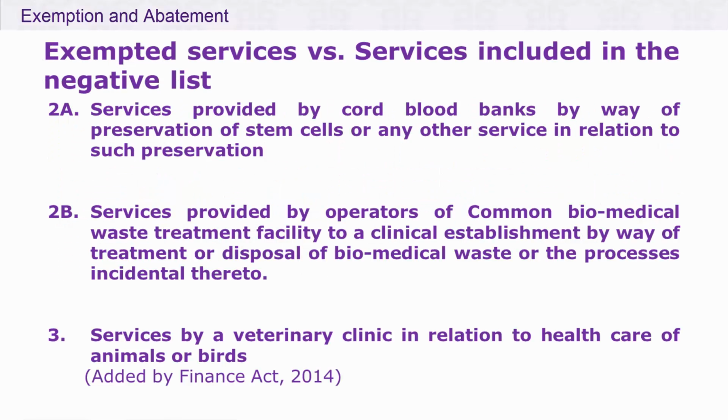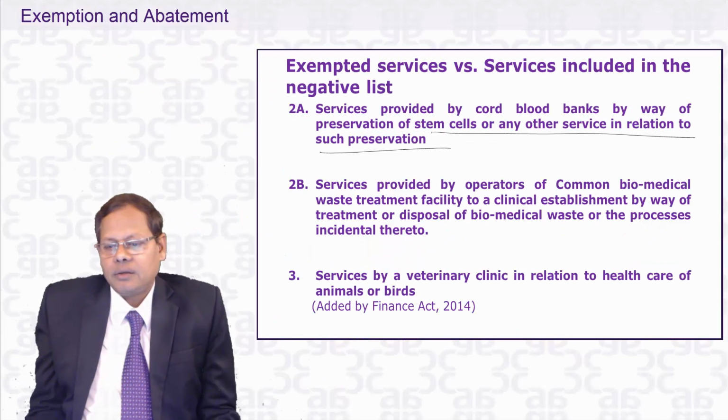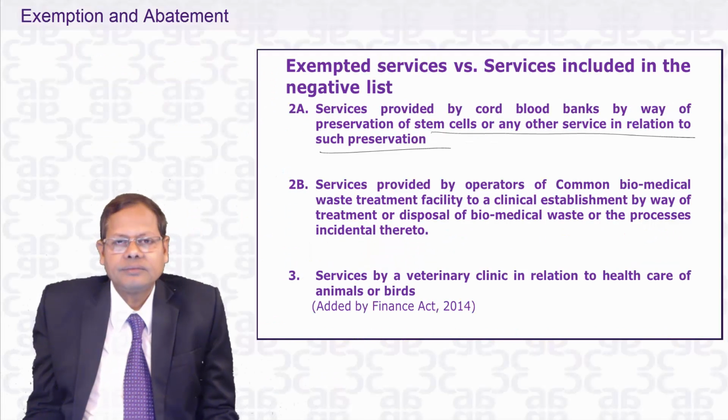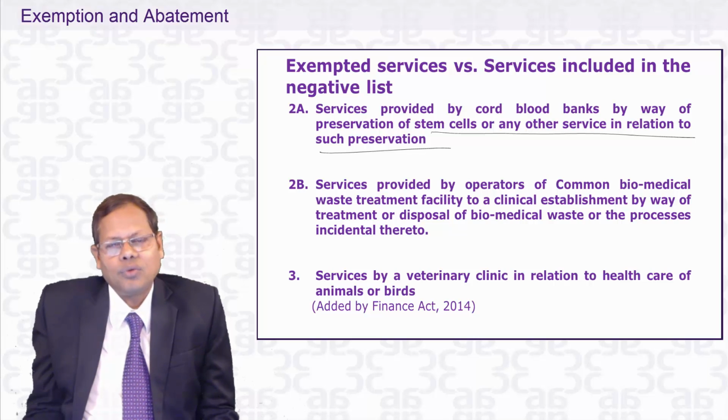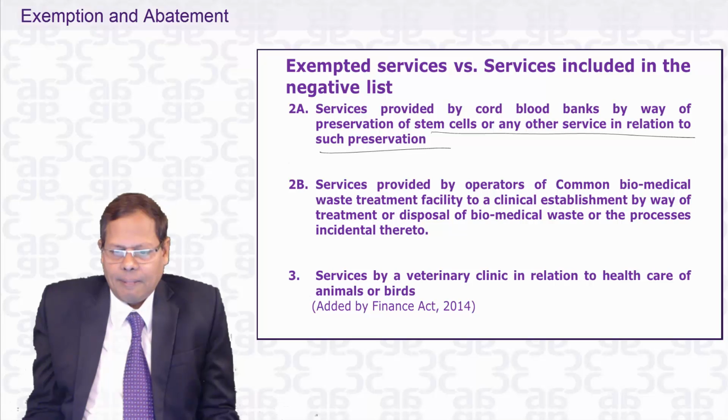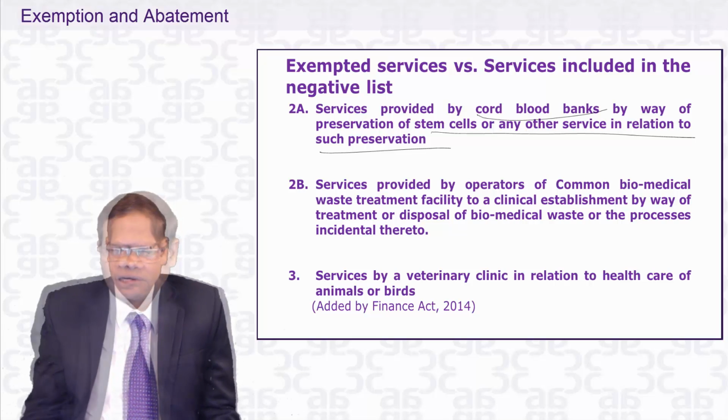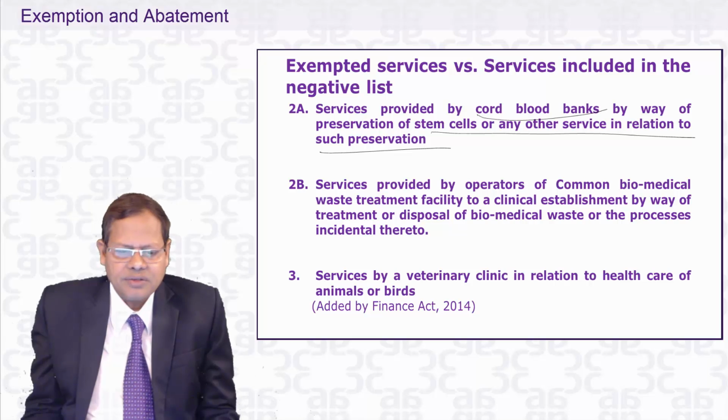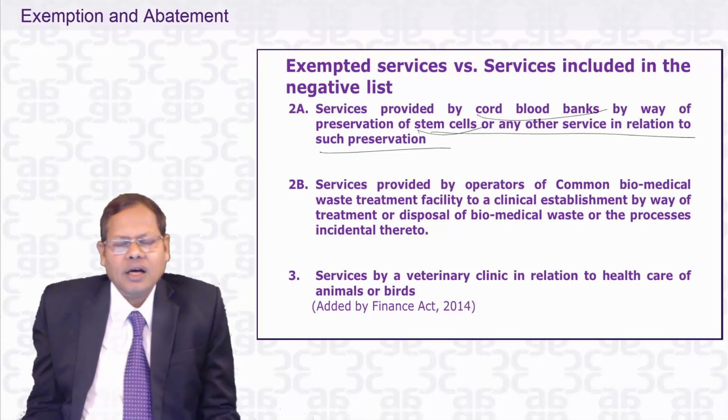Then exempted services 2A. The services provided by cord blood banks by way of preservation of stem cells or any other service in relation to such preservation. Cord blood banks, this is a very big business. If you are interested, go for a Google search, you will find out. So, these are somewhat in connection with childbirth, womb, etc. Cord blood banks provide very good service, they preserve the stem cells, and these have been granted exemption.